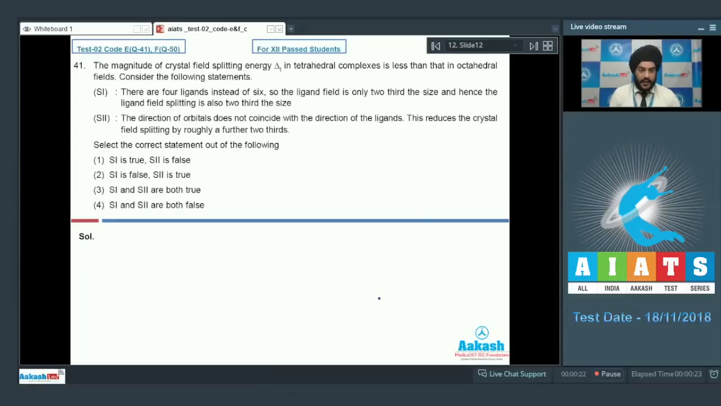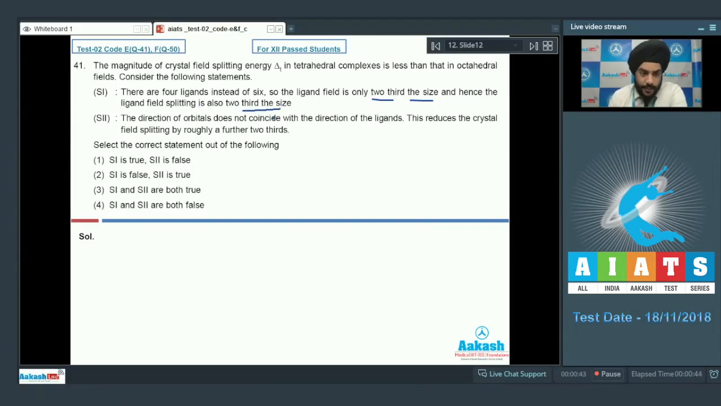Let us look at question number 41 now. The magnitude of crystal field splitting energy delta T in tetrahedral complexes is less than that in octahedral complexes. So consider the following statements. S1. There are 4 ligands instead of 6, so the ligand field is only 2/3 the size, and hence the ligand field splitting is also 2/3 the size.